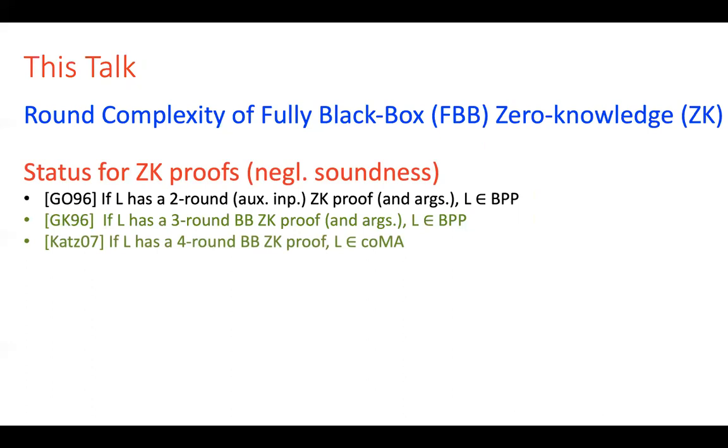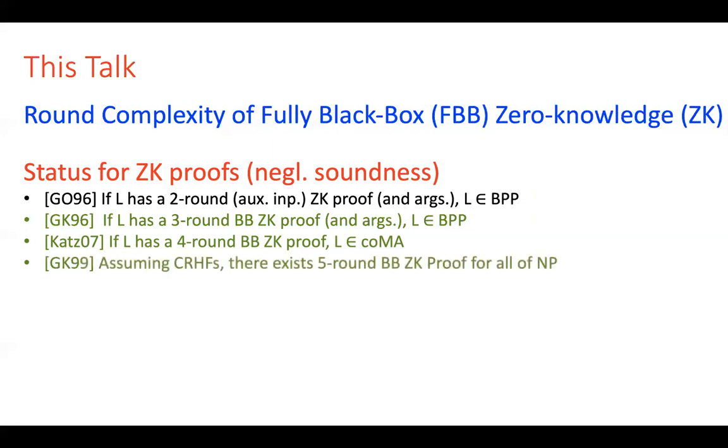More recently, Katz showed that if a language has a four-round zero knowledge proof, again with black box simulation, then the language must be in coMA. In particular, if an NP complete language has a four-round black box zero knowledge proof, it would mean the polynomial hierarchy collapses. What about five rounds? Goldreich and Krawczyk showed that there is a five-round black box construction of a zero knowledge proof for all of NP, assuming collision-resistant hash functions, and some recent work also shows how to make this a fully black box construction, although that's still folklore at this point.